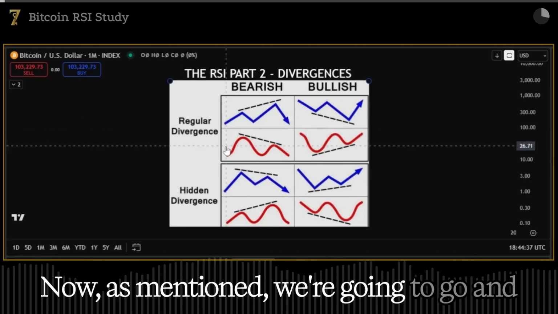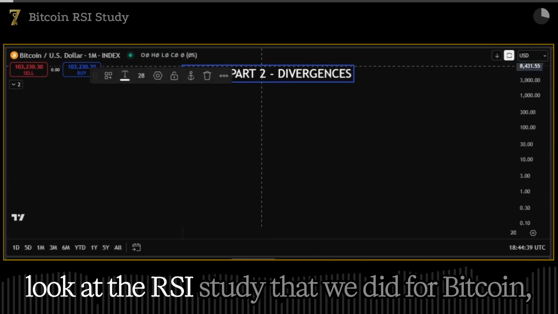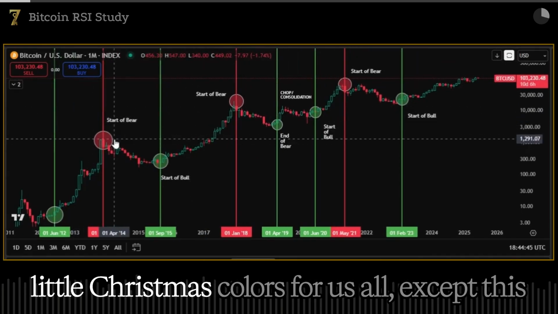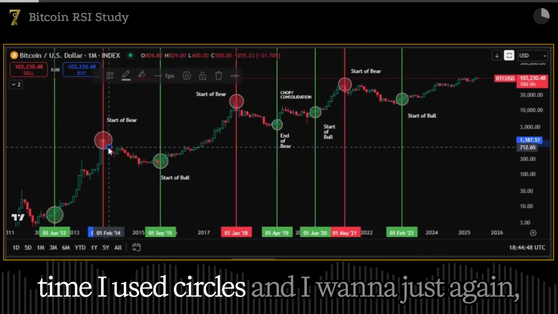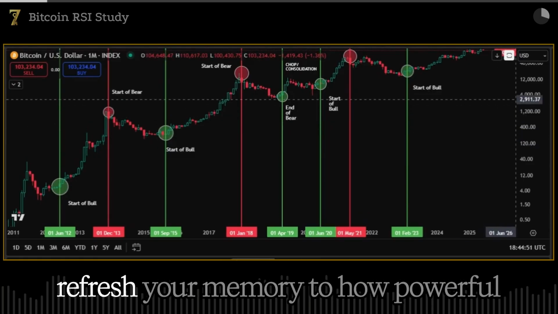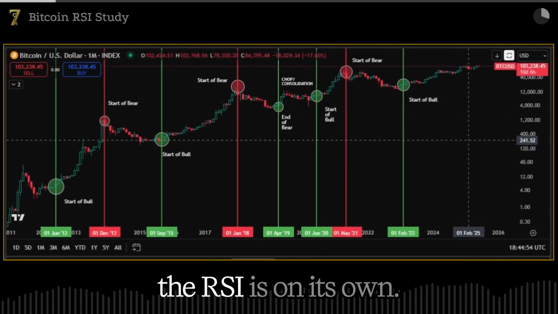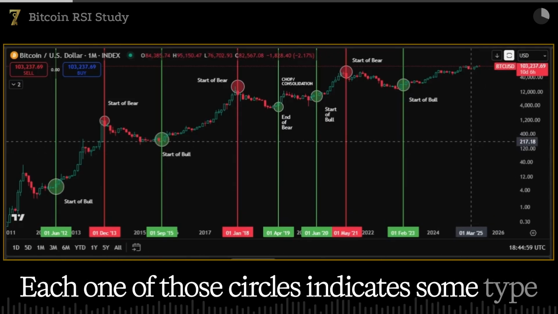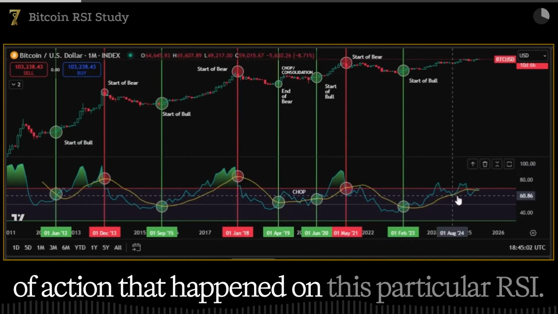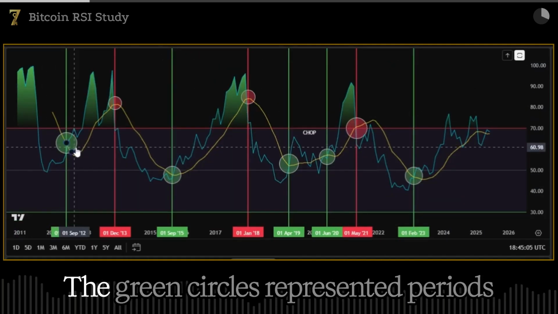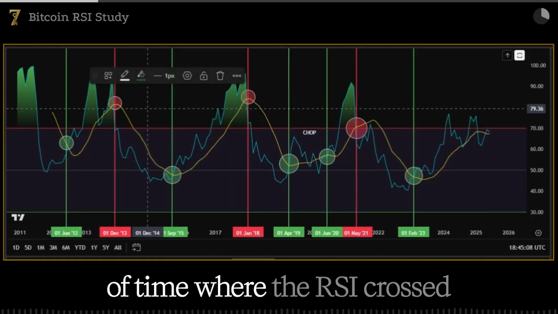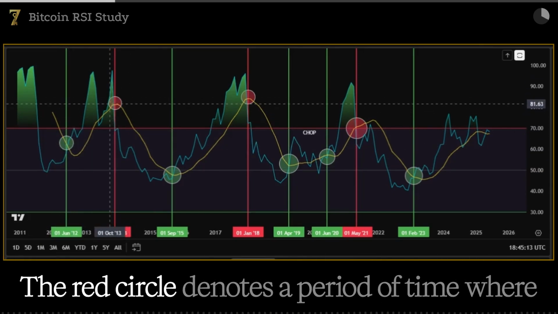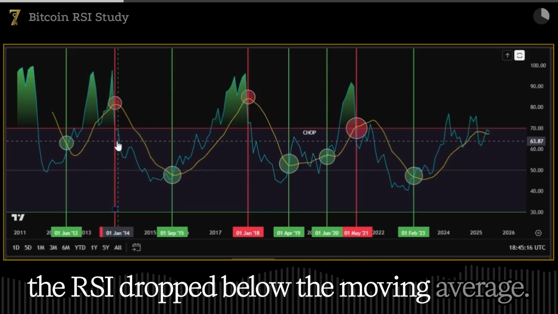Now, as mentioned, we're going to go and look at the RSI study that we did for Bitcoin. I actually saved all these wonderful little Christmas colors for us all, except this time I used circles. And I want to just, again, refresh your memory to how powerful the RSI is on its own, okay? Each one of those circles indicates some type of action that happened on this particular RSI. The green circles represented periods of time where the RSI crossed above the RSI moving average. The red circle denotes a period of time where the RSI dropped below the moving average.